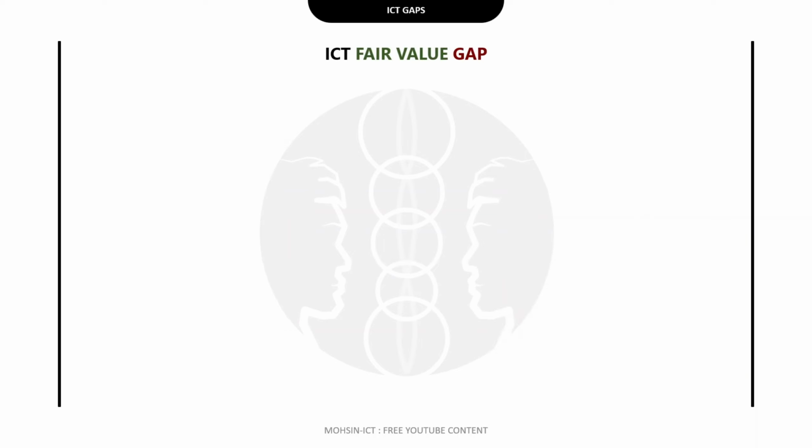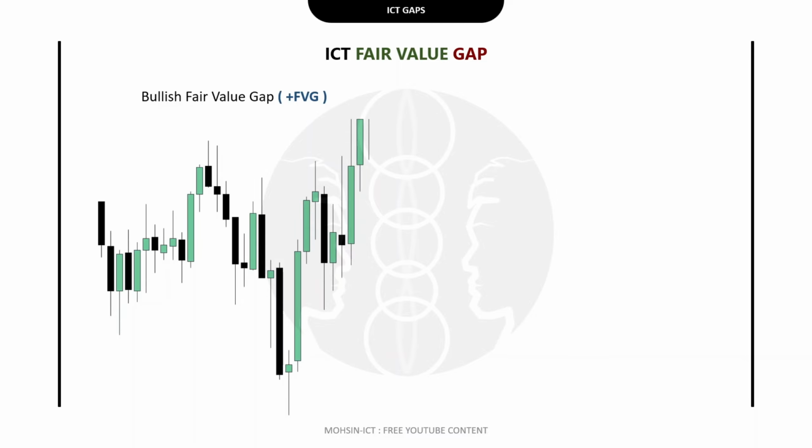Next, we have ICT fair value gaps. ICT fair value gaps are a type of imbalance or inefficiency which is formed after a certain stop run when we have a clear drawn liquidity. So unlike the SIBI or BISI, the fair value gap requires a clear drawn liquidity and a confirmation in the form of some stop hunt or some liquidity sweep. Now, like any PD array, a fair value gap can be bullish as well as bearish. Now let's understand the bullish fair value gap first.